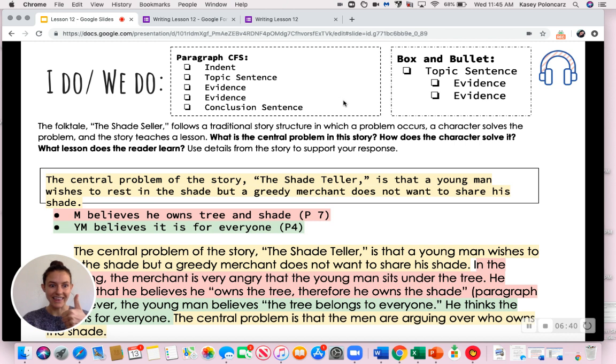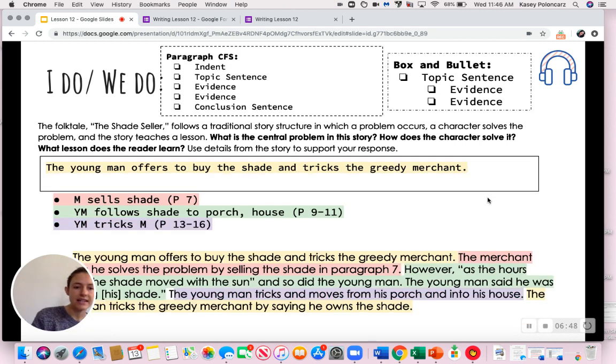We're going to do this again. Remember, I had 3 box and bullet plans, so I'm going to do this 3 times. I'm going to have 3 paragraphs. So this is my first paragraph. Next paragraph. Okay. All right, what comes first? Everybody should be saying indent. If you said topic sentence, remember that the indent always comes first. This shows that a new paragraph is starting. So after my indent, what comes after my indent?